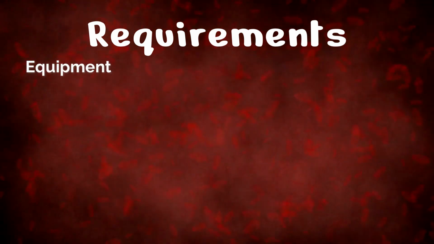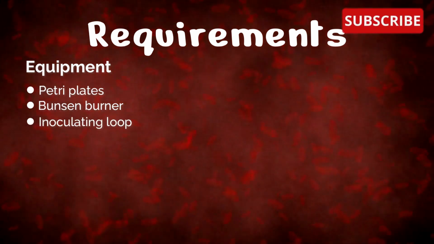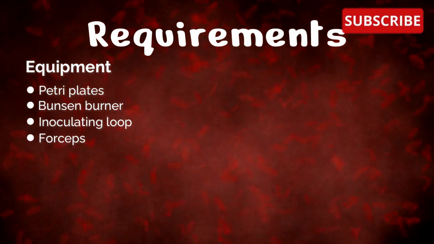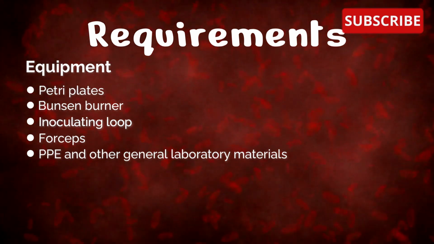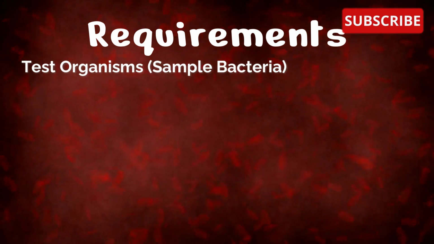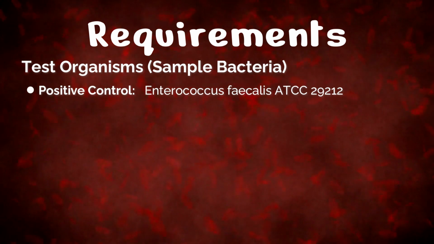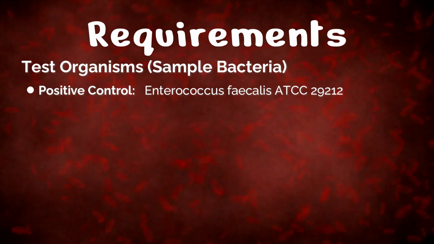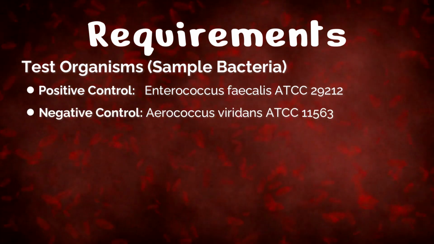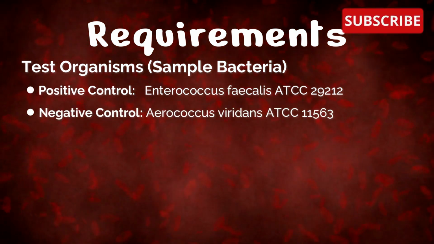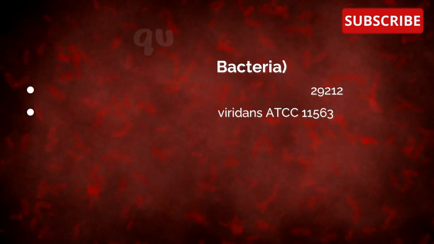Equipment needed are Petri plates, Bunsen burner, inoculating loop, forceps, PPE, and other laboratory materials. Test organisms: sample bacteria. Positive control will be Enterococcus faecalis ATCC 29212, and negative control will be Aerococcus viridans ATCC 11563.